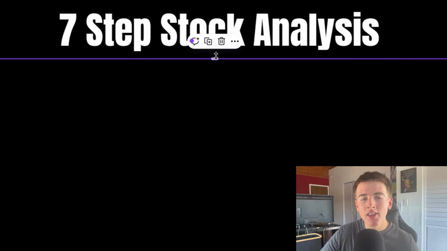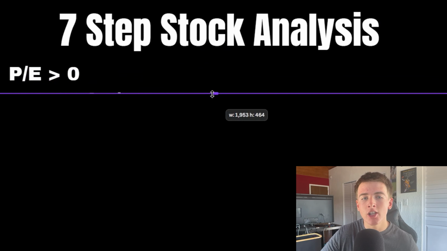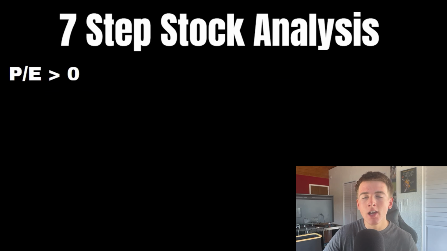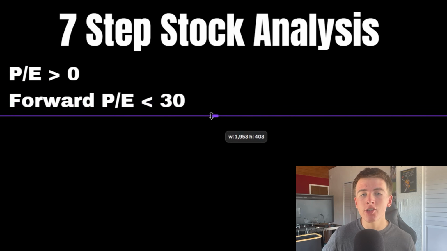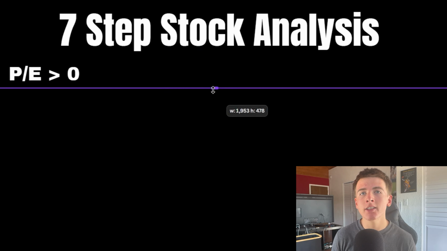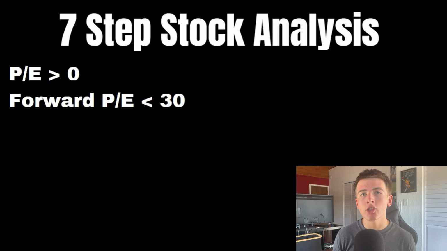So with my 7-step stock analysis, the first thing I want to look at is the PE ratio. I want the PE ratio of Microsoft to be greater than 0, meaning the company makes money. Next, I want the forward PE ratio to be less than 30. The reason I want it to be less than 30 is because above 30, it starts to get a little overvalued, and we want analysts to expect the PE ratio to be less than 30, showing the price of the stock divided by future earnings per share is less than 30.